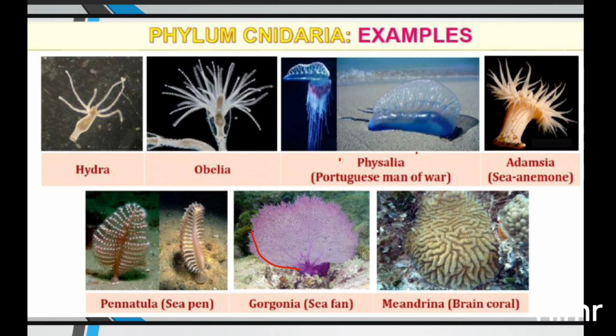It has a fan-like structure, right. Like our old fan-like structure, that's why it is called Gorgonia or the sea fan, right. And another one is the coral which has curves and depressions like a brain, it shows such curves, so it is called Meandrina or brain coral. So these are very famous examples of some of the Cnidarian family.